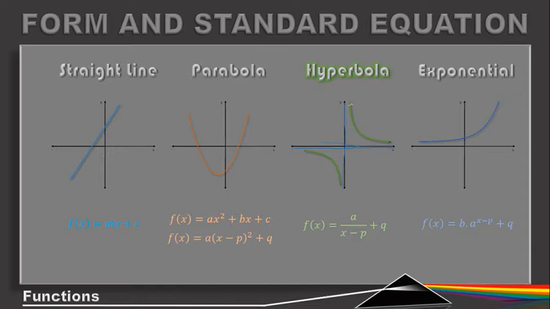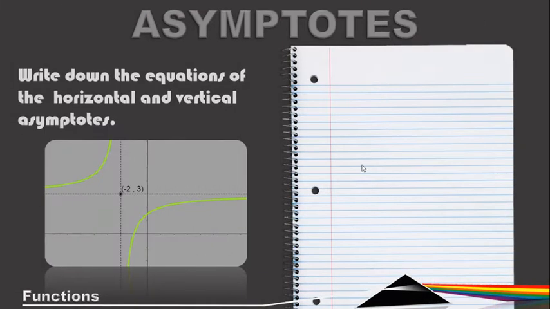So as you can see, the function goes up and approaches this line, but it never touches it. And same here, it goes closer and closer to the horizontal asymptote, but it never touches it. And then also the exponential function has a horizontal asymptote over here, as it approaches the asymptote but never touches it. Now for this question, it says write down the equations of the horizontal and vertical asymptote.